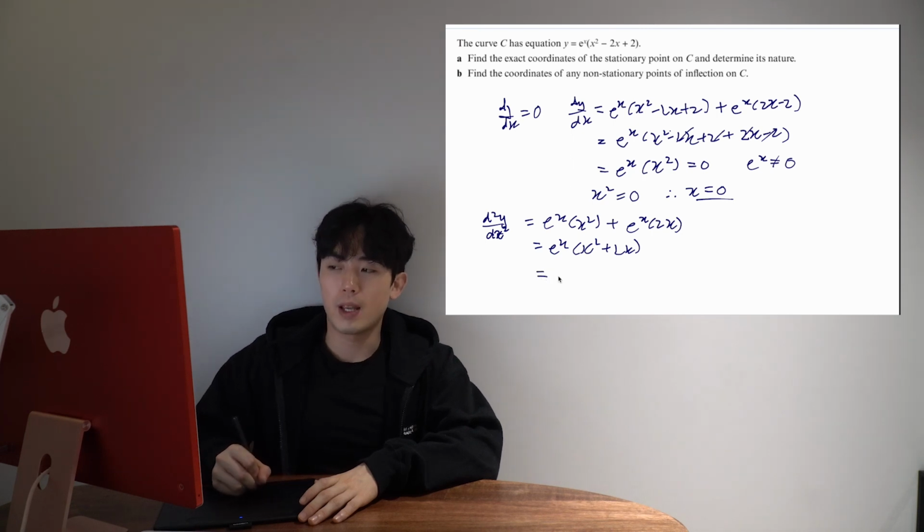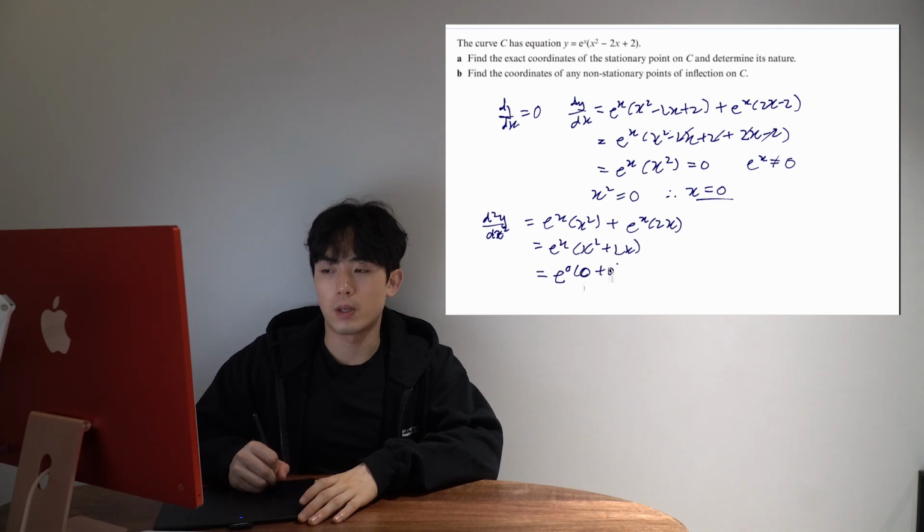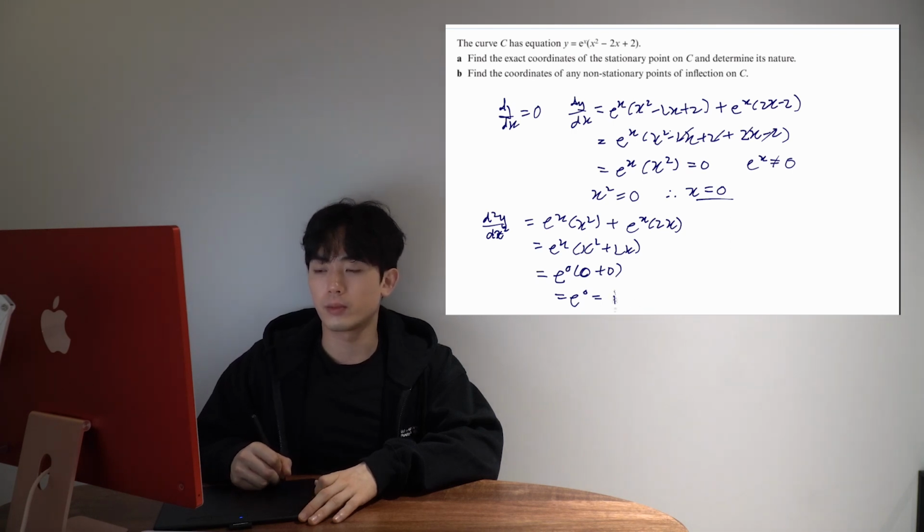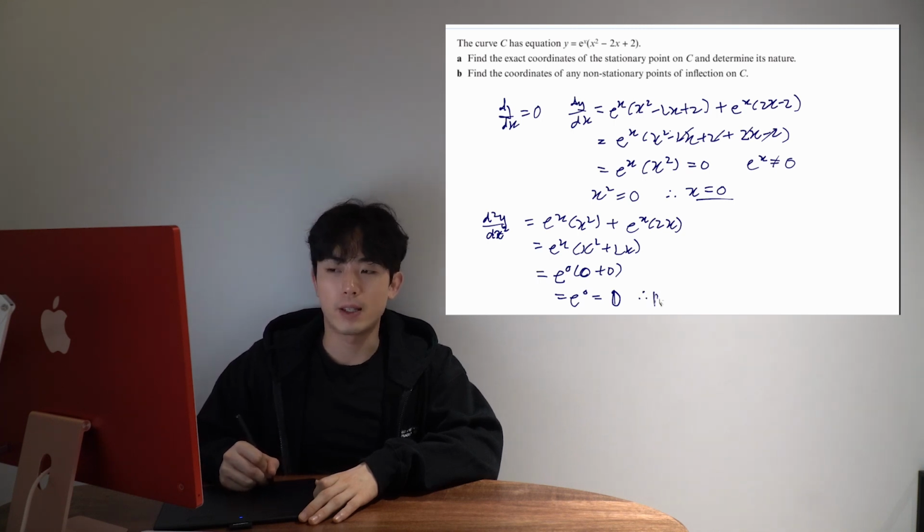So what we have to do is just place x is 0 into here. So if we put x is 0, e to the 0 is 1, times 0 plus 0, which is 1 times 0... sorry, I made a mistake, so it's 0. If it's 0, that means it's neither bigger than nor less than, so it's a point of inflection, okay?